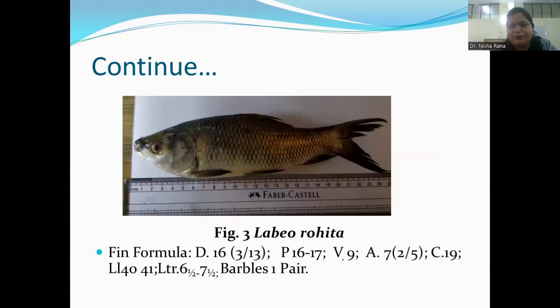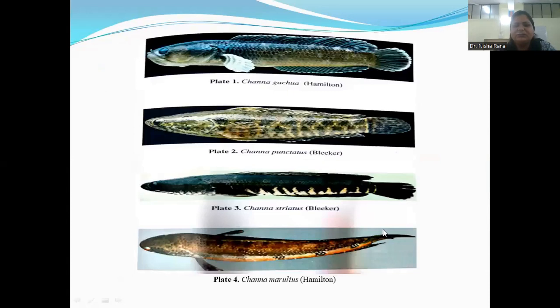Now, next is the Labeo rohita, also known as Rohu. These are the major carps, Katla katla, Labeo rohita, and Cirrhinus mrigala. Okay, you can see the mouth is fringed. That is another morphological feature of this particular type of fish species. Labeo is the genus, rohita is the species of this genus, and the fin formula for this species is this one. So I have mentioned a comparative chart of four different types of fish species of Channa.